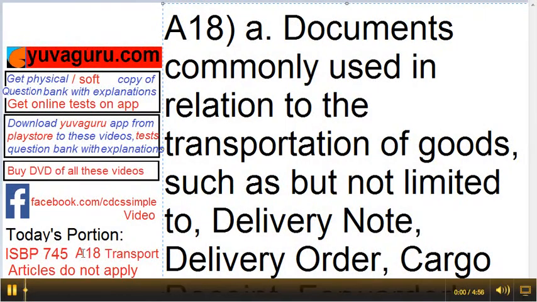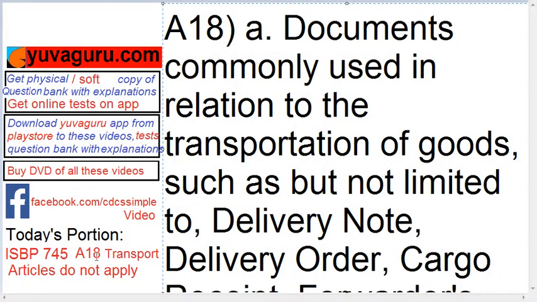Hi friends, let's study A18 ISBP 745. Transport documents do not apply. It means the transport articles do not apply. These are the documents to which the transport articles don't apply.